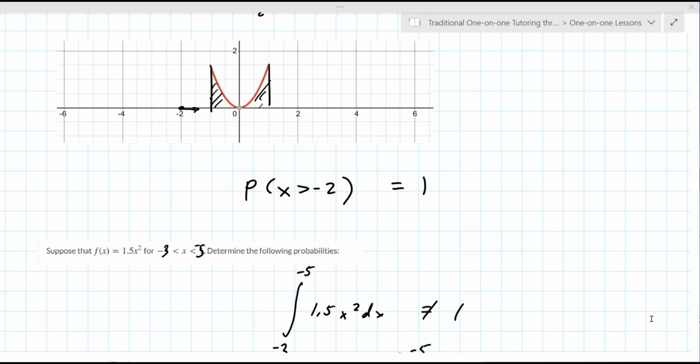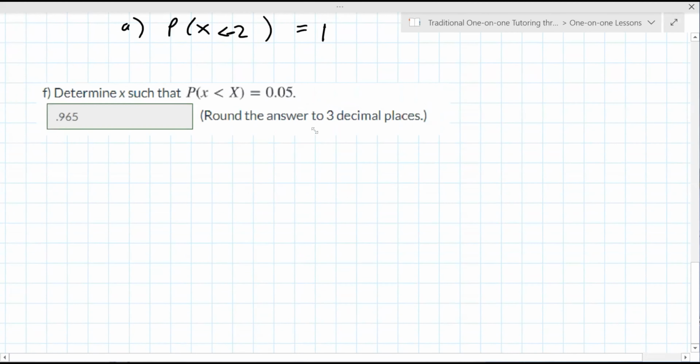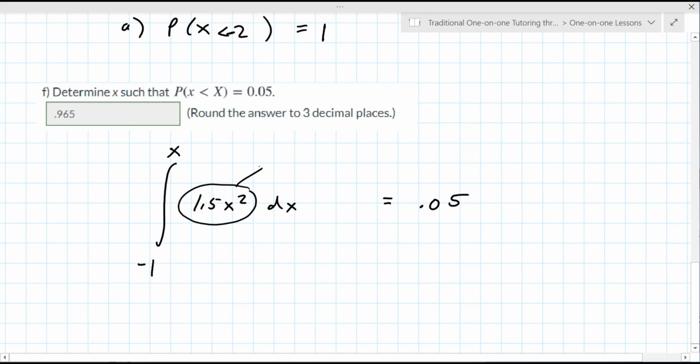This has got a lot in it, and like I said, this is probably your exam question. What it is saying is that the integral from -1, because that's your left bound, to some unknown value, which we can actually call x, but you may not want to put x up here, of 1.5 x squared dx, has to equal 0.05. So let's go through what this is. This is your PDF, and this is the lower bound of your PDF.